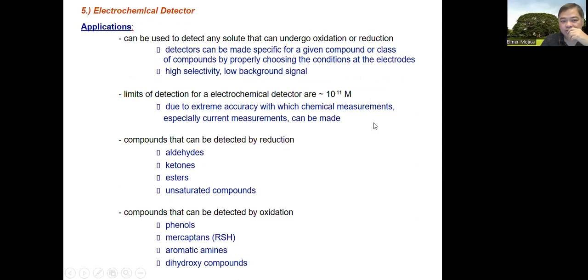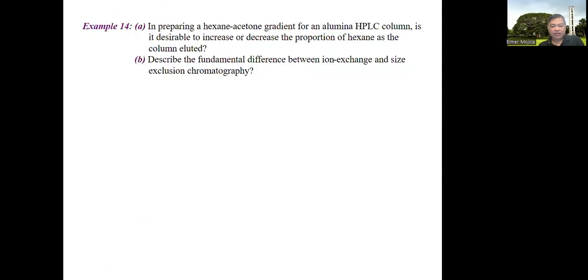So the electrochemical detector, you can only use this for those that undergo redox reactions. Now, the limit of detection for this is, we could say, lower compared to the others. So I think that's it. I can't answer that anymore. I can leave that to you.